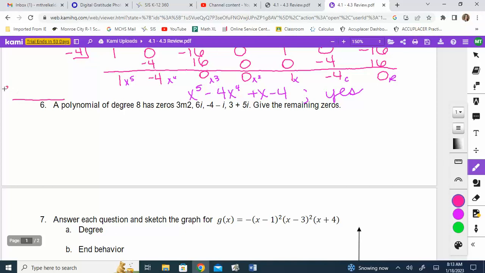This is where section 4.3 starts. So if you want to know what your quiz will look like tomorrow, look at questions 6, 7, 8, 9. This would be the type of stuff on your quiz.